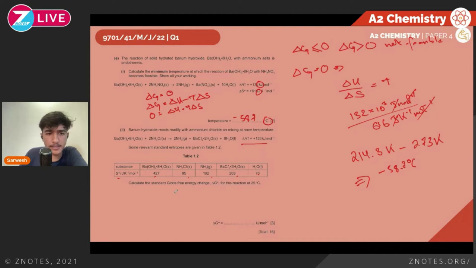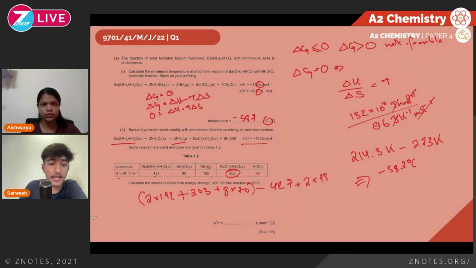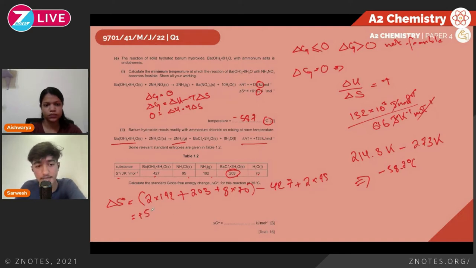So that would be the entropy of products minus entropy of reactants, 2 times 192 over here, plus the value for BaCl2 plus 203 plus the value for water, 8 times 70, minus Ba(OH)2·8H2O, so minus 427, plus 2 times 95. So that would be our entropy change of reaction. So this would have you end up with a figure of positive 530 joules per Kelvin per mole.